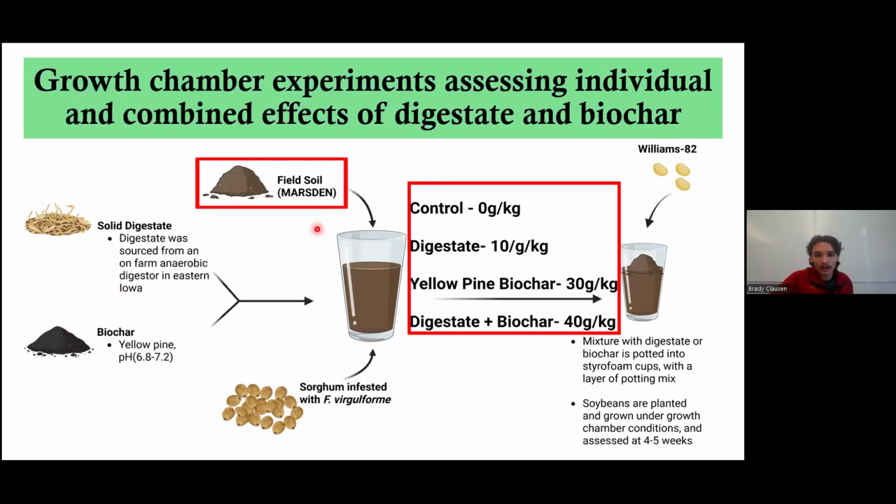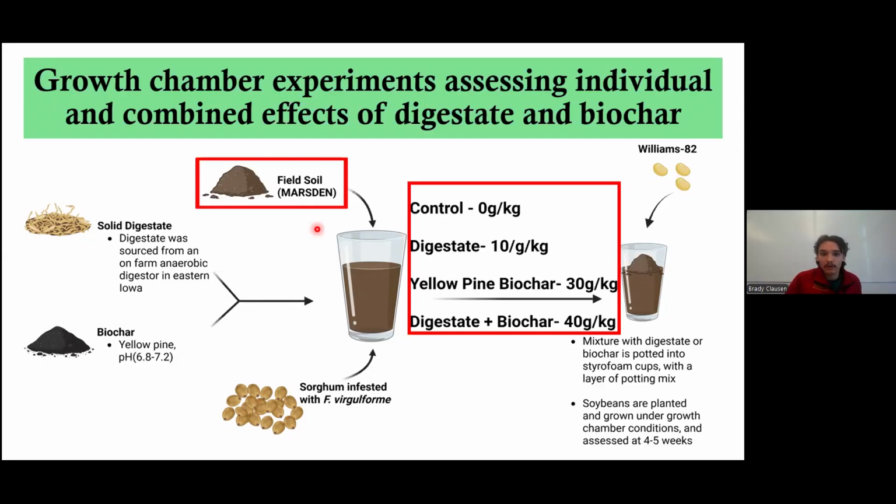And then the other thing we added onto this experiment was the implementation of field soil. So in the previous experiments, we were using pasteurized soil, so the microbial background was kind of eliminated. Here we're using a full field soil from the Marsden rotations here in Ames. So we took that field soil, we took the digestate, we took the biochar, mixed it into the cup and amended it. And then in the same way, we inoculated the soil.